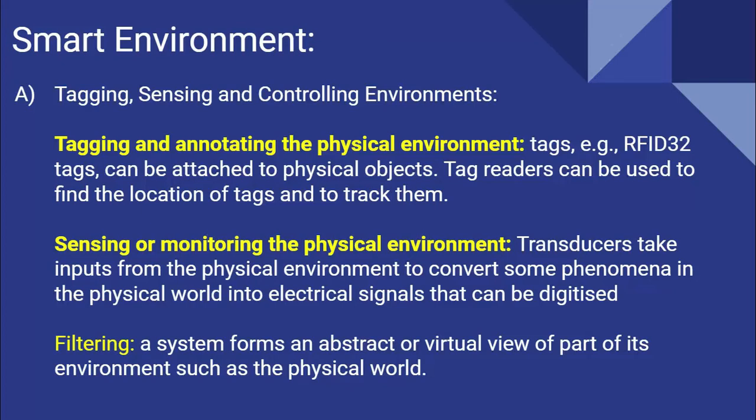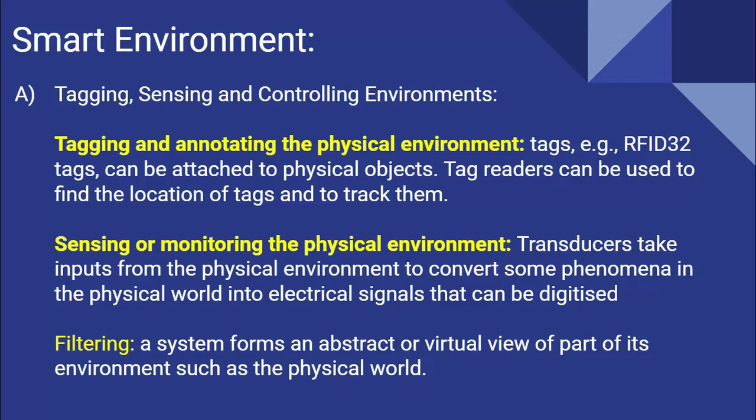If you want to find the ATM, you can find it on the route, but if you put the tag there, it is easily understandable to the user. So tagging and annotating is a must in the physical environment. Then sensing or monitoring the physical environment. A transducer is a physical object, highly intelligent, that converts some phenomena in the physical world into electrical signals that can be digitized, which means the transducer's work is to capture physical world electrical signals that can be digitized. So these are transducers.